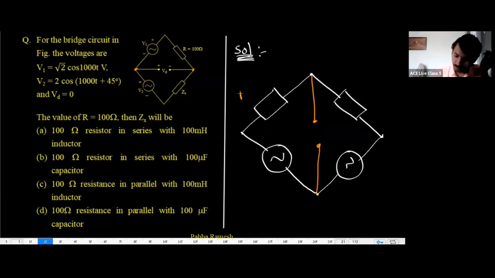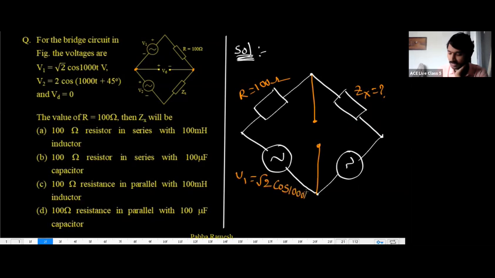So what is the value? R is equal to 100 ohm, Zx is unknown, this is V1. Sir, what is V1? V1 is root 2 cos 1000 t. Concentrate. And V2 is 2 cos(1000 t plus 45). This is the given data. Sir, in which form is the value given? Instantaneous form.